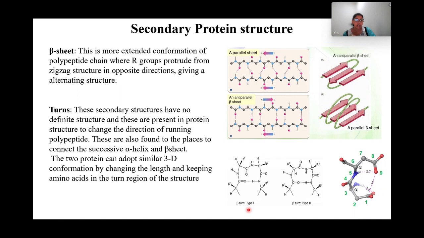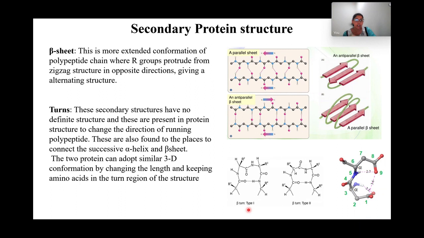Now, why are there different types? Again, it is based on what kind of orientation the carbonyl group will have here. CO at the bottom, facing the interior side, is the type 1 kind of turn. CO facing outside is the type 2 kind of beta turn.